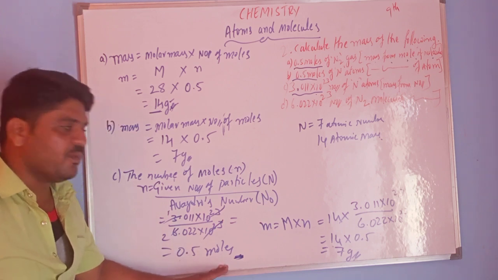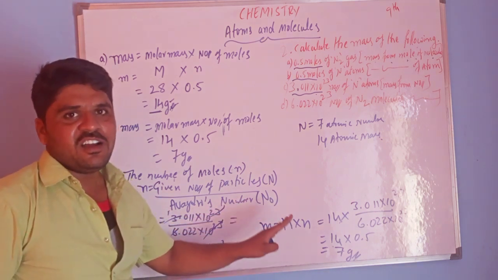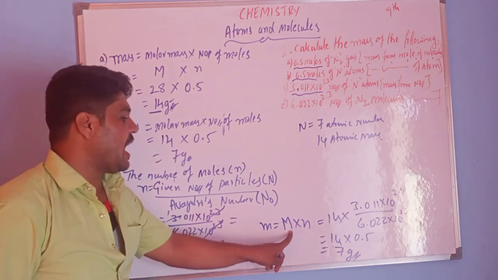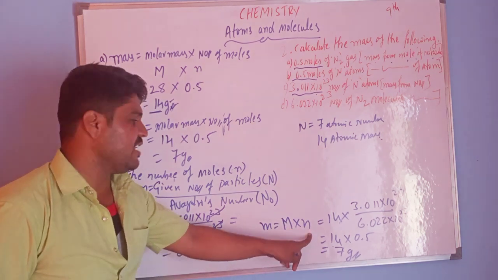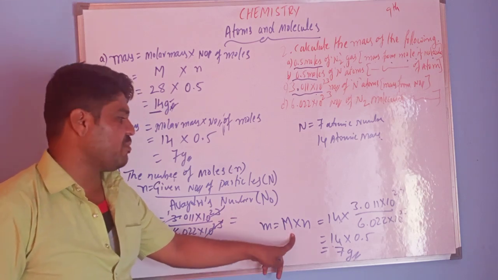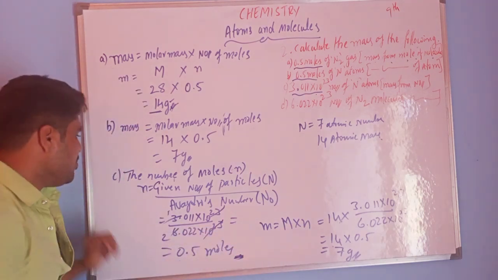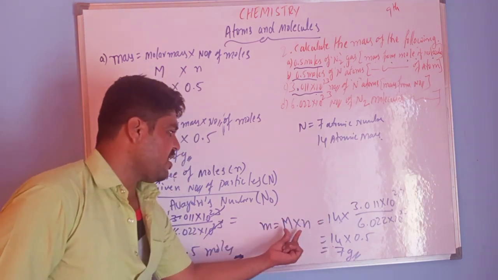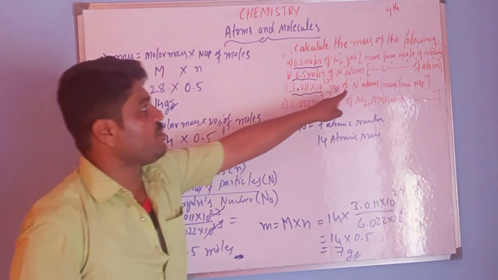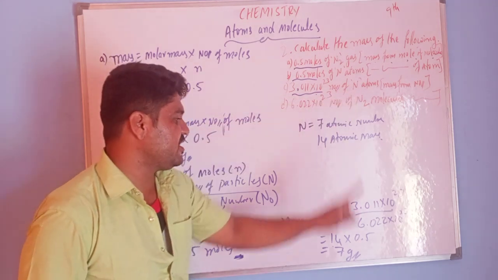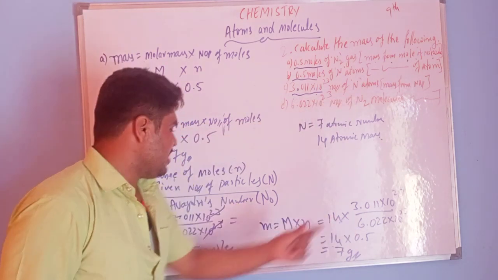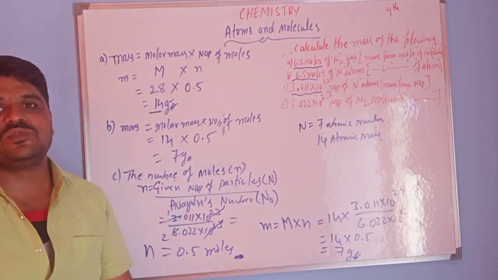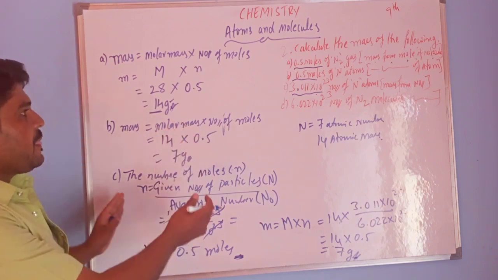For this number of moles, then you have to find the mass. So mass, small m, is equal to capital M into small n. Here capital M indicates molar mass and small n indicates number of moles. So you have to substitute the values. For the molar mass of n, only a single N is there. That's why I am taking 14 into 0.5. So you get the answer 7 grams. So this is the third.